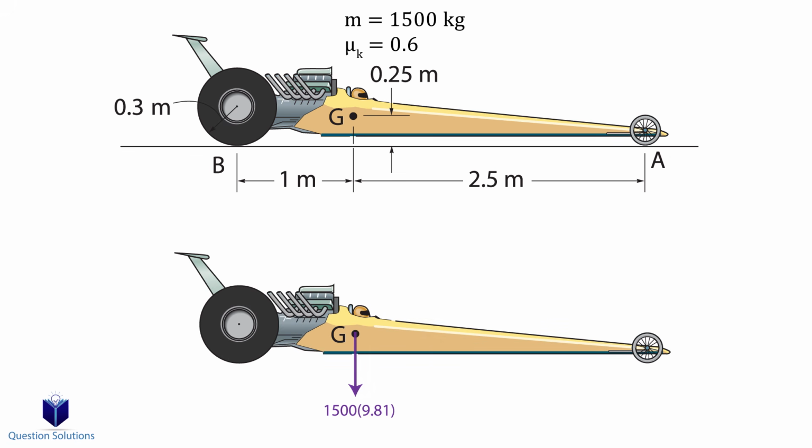We have the weight, the normal force at the rear wheels, but from the question, we know the front wheels are supposed to lift up, which means the normal force at the front wheels will be 0. Also, since the wheels are slipping while rolling, the frictional force will be pointing to the right.